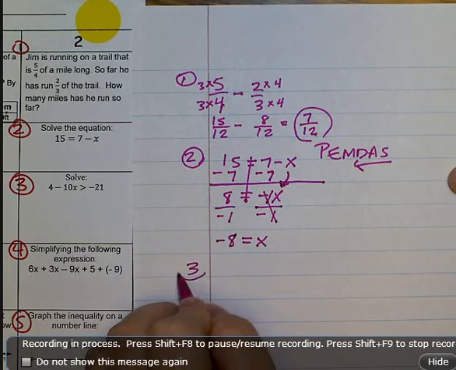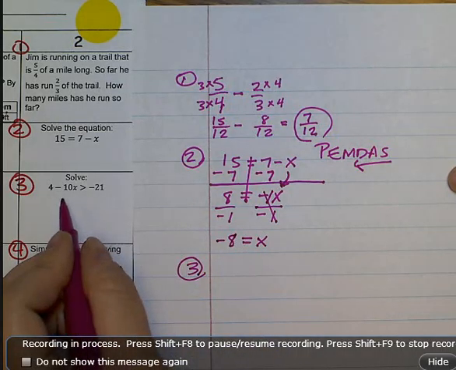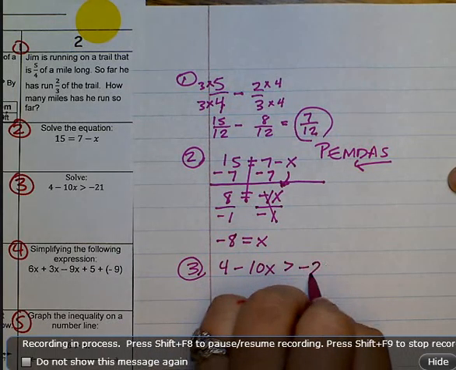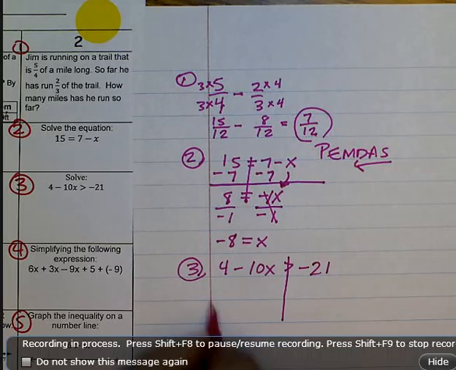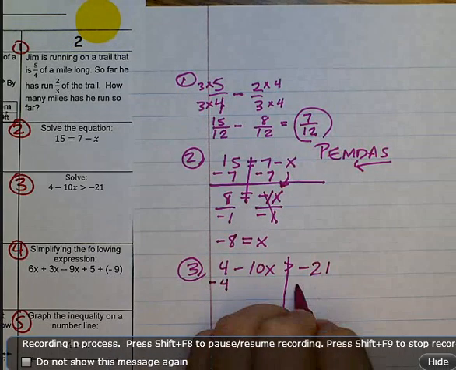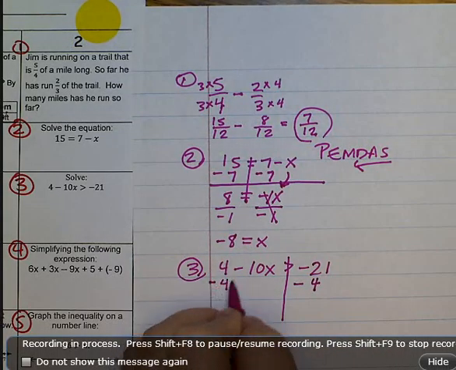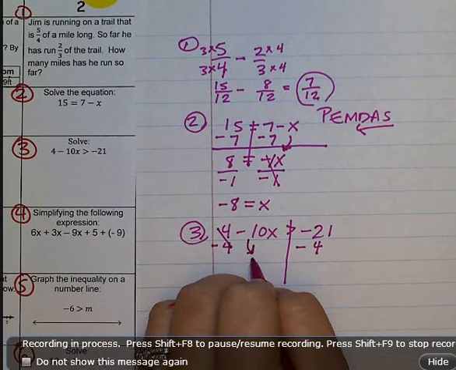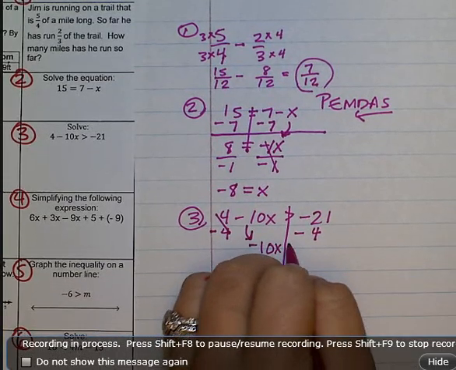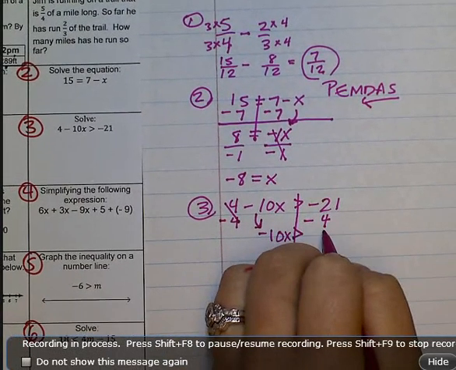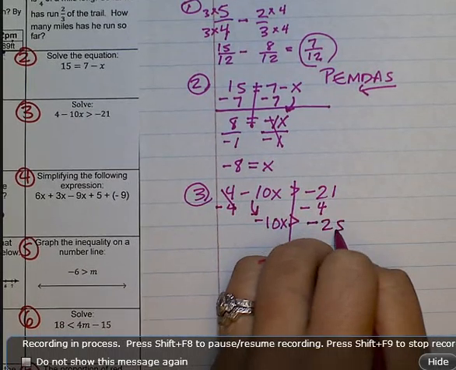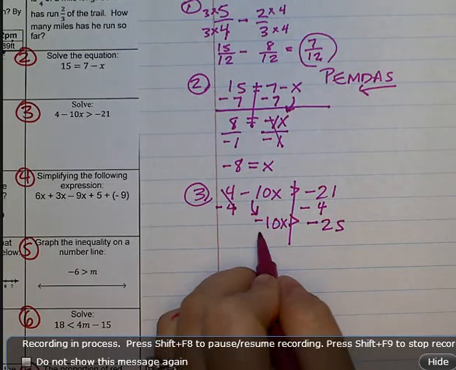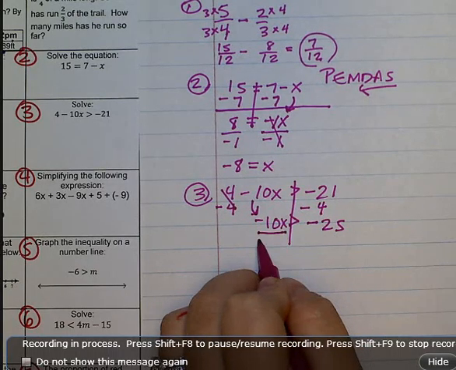Number 3. It says solve the inequality. So 4 minus 10x is greater than negative 21. So a line down the inequality, we're going to subtract 4, which is PEMDAS backwards, so we're taking care of the addition and subtraction first. So this goes away. I'm going to bring down my negative 10x. It's greater than negative 21 minus 4, which is negative 25. Therefore, the only thing left is the negative 10 times x. To get rid of that, I'm doing the inverse operation, which is dividing by negative 10.